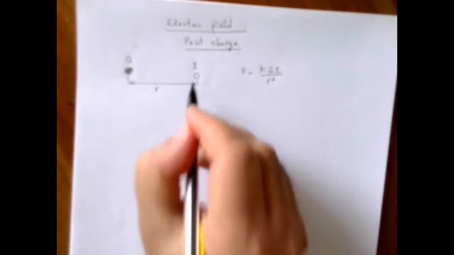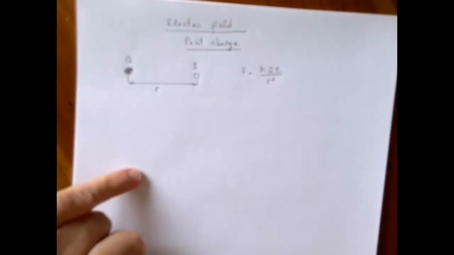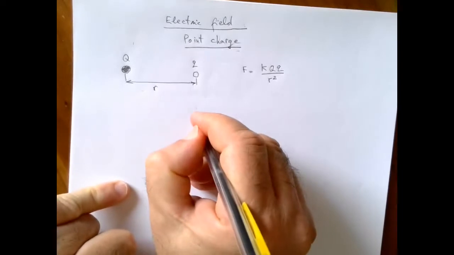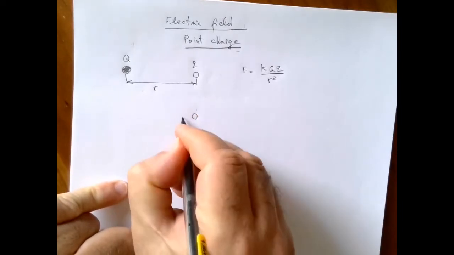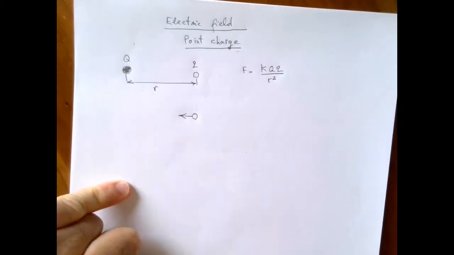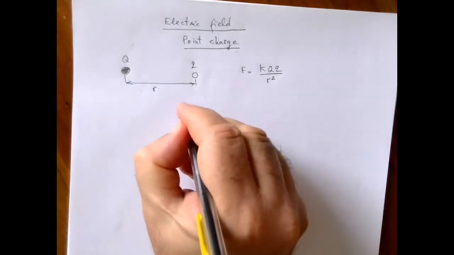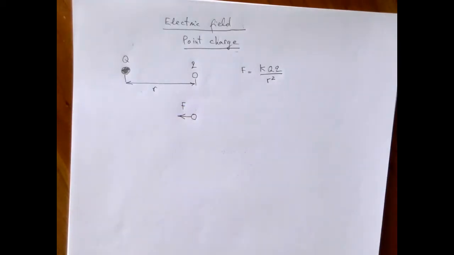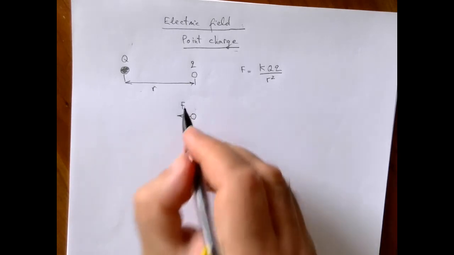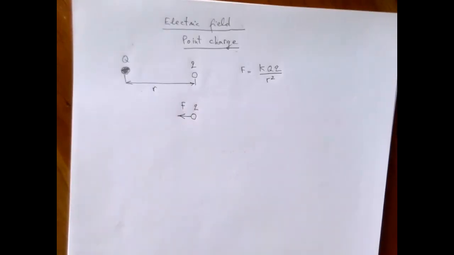Let's focus on charge little q. So we see charge little q with a force, let's say a force of attraction towards charge Q. So the question is, what causes this force?